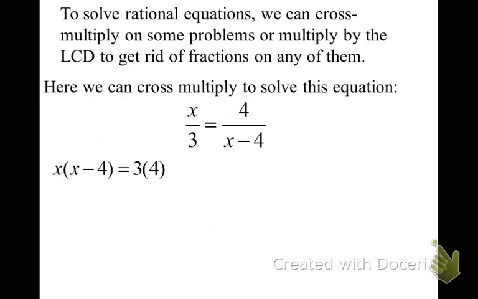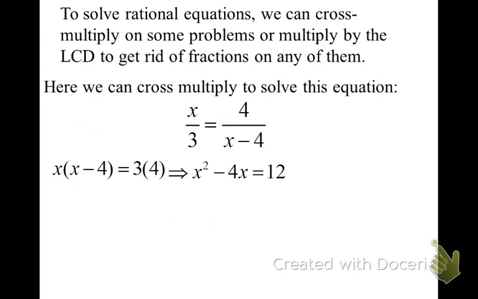So when we cross multiply here, we're going to have x times x minus 4 equals 3 times 4, and this is going to turn into a quadratic. So the hard part about this section is not just that you have an equation with fractions in it, it's that you're going to come out with problems that you now have to solve a quadratic on. You're supposed to recognize this and now choose a method for solving.